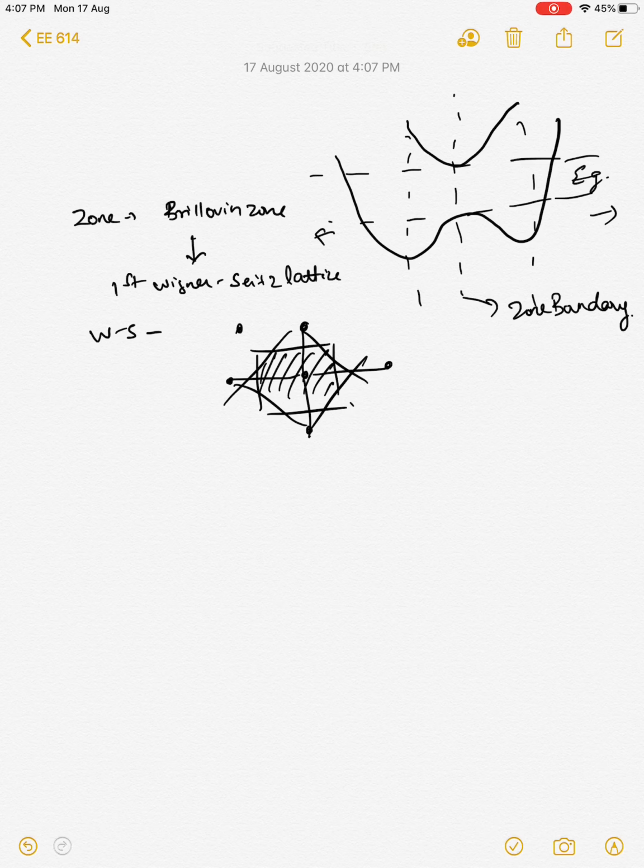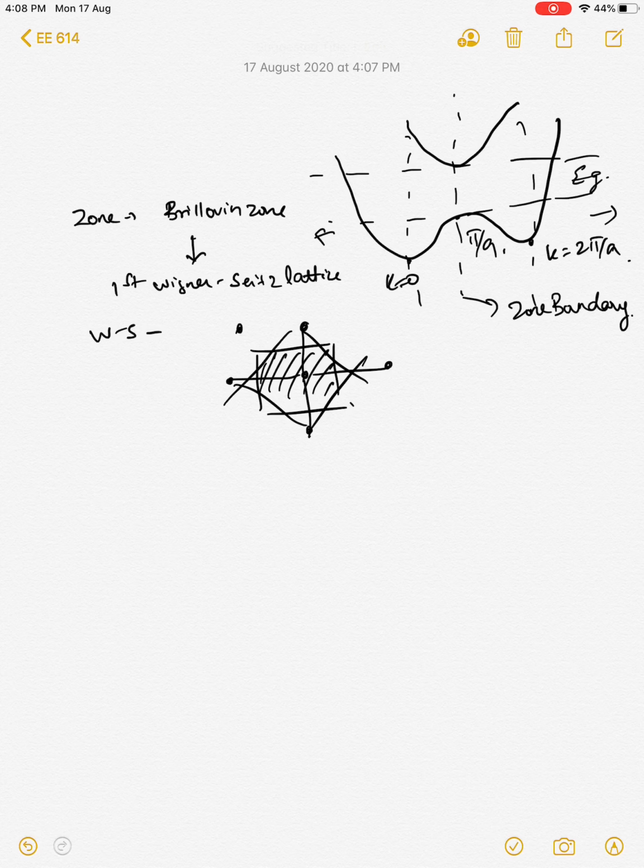Right? This is what we saw last time, and the reason why we draw perpendicular bisectors is because if this is k equal to 0 and this is k equal to 2 pi by a, you have the zone boundary at pi by a, exactly half of the lattice parameter, right? In the reciprocal lattice space, of course.